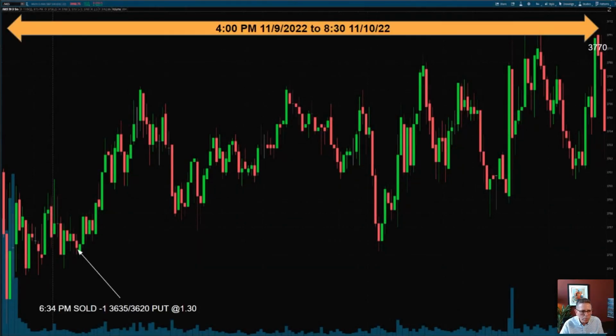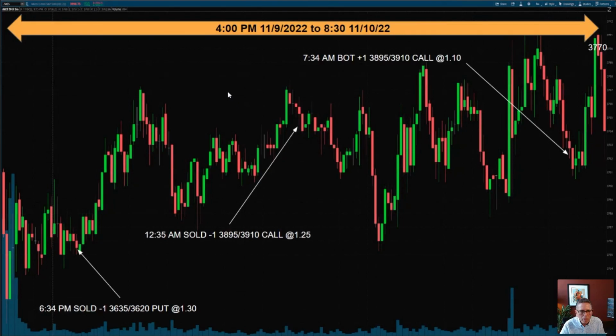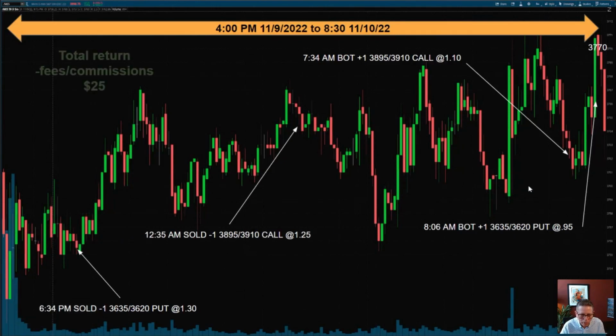All right, so this one I started from 4 p.m., and I got in at 6:34 p.m. on the overnight session, and it went to 8:30 the next day. And so I put on a put spread and I put on the call spread. Now this is how it should work. Bought the call spread for $1.10. It just didn't work out, but we still got some profit there, and we closed that at 95 cents. And so stayed there all day long, still profitable, small profit.